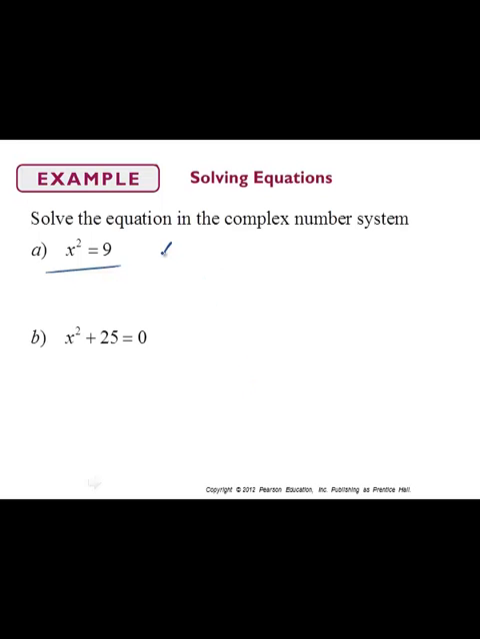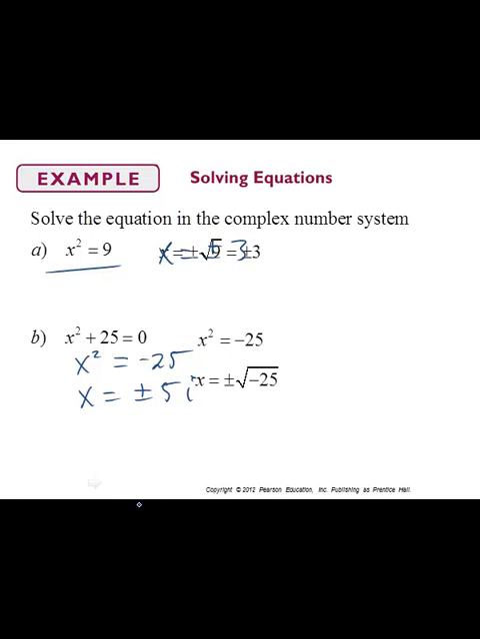So if we want to solve the equation x squared equals 9, that's no problem. We could say x equals plus or minus 3. But what about x squared plus 25 equals 0? That's going to be x squared is equal to negative 25. So that means that x is equal to plus or minus 5i, because, taking square roots of both sides, the square root of negative 25 is 5i.